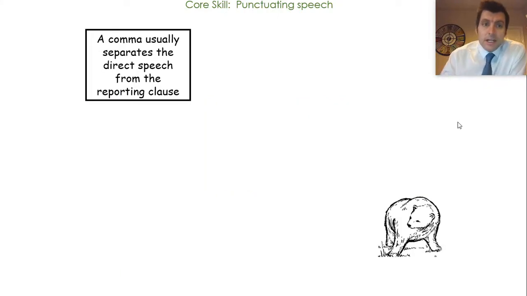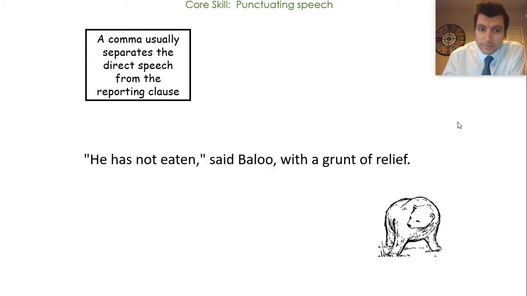Okay. Now, the use of the comma to separate direct speech from the reporting clause is something that as a class we've struggled with in the past. Now, if you see before the inverted commas, the second inverted commas after the word eaten, we've got that comma. He has not eaten, comma, said Baloo with a grunt of relief. Okay. Said Baloo is that reporting clause. It's the clause within the sentence which explains who and how they're speaking. In this instance, Baloo, it's said. It's a simple speech verb.